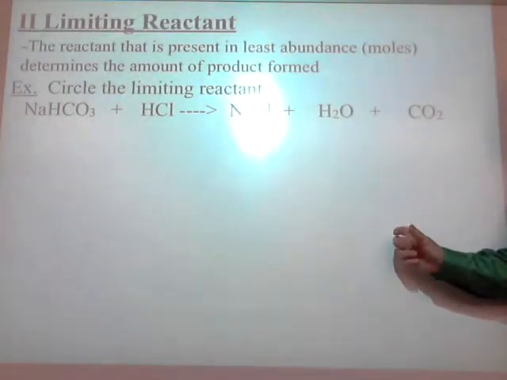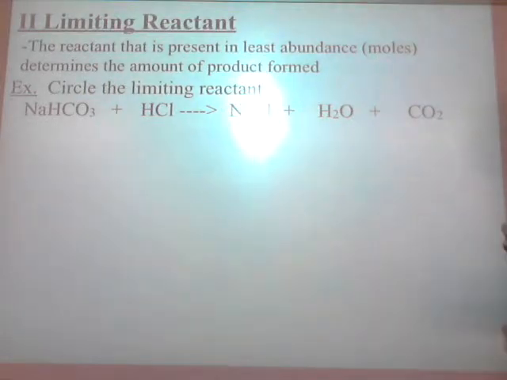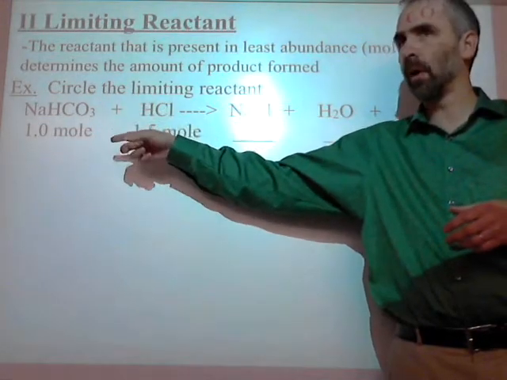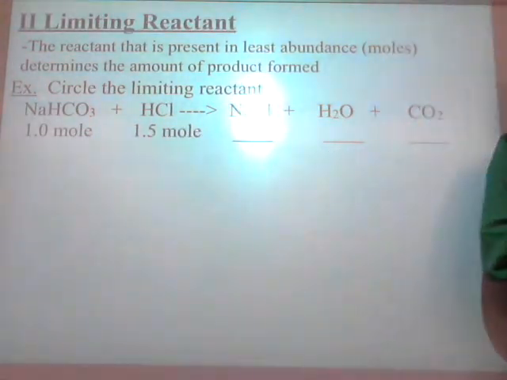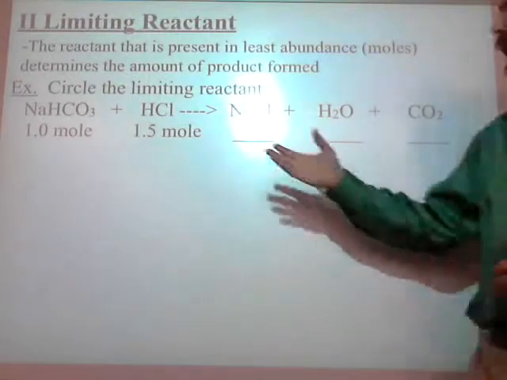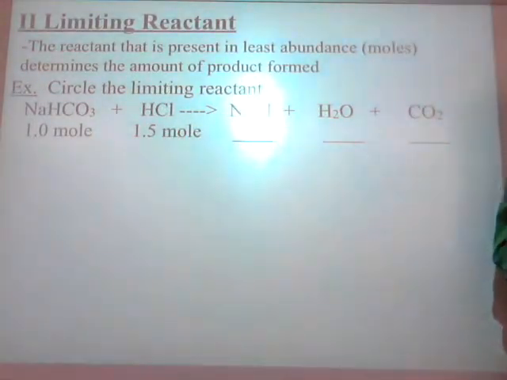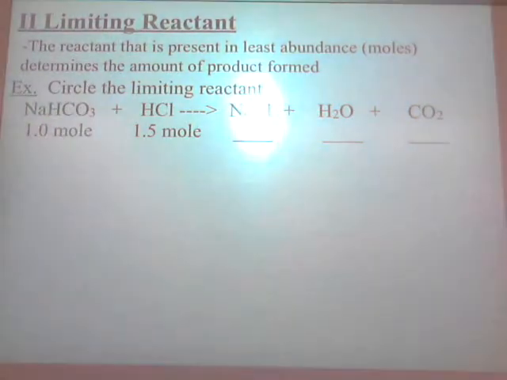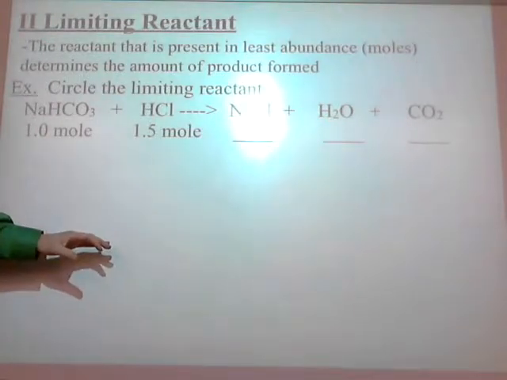Say I tell you we mix together 1 mole of sodium bicarbonate, so sodium hydrogen carbonate, and 1.5 moles of hydrochloric acid, which is probably about what we did in the lab, although hopefully we didn't add that much extra hydrochloric acid. But it's similar to what we did. Who is the limiting reactant? I want you to circle it. That's what I'll ask you to do on the test. There'll be probably only 1 or 2 of these on the test.